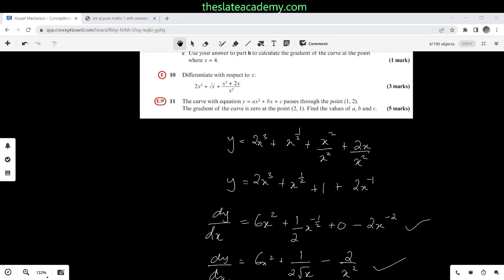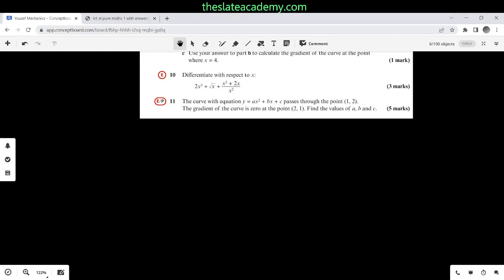Done. Next question. The curve of the equation y is equal to ax squared plus bx plus c passes through the point 1, 2. The gradient of the curve is 0 at the point 2, 1. Find the values of a, b, and c. How do you do this one?